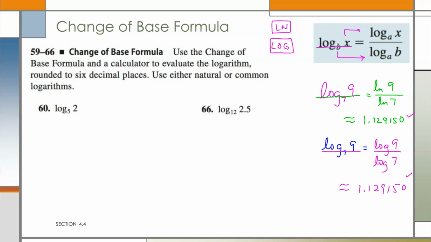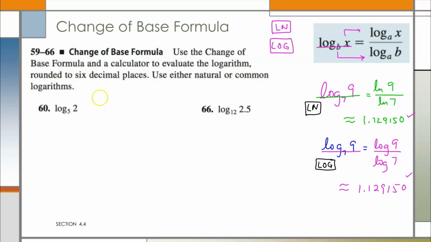I can change to base e, or I can change to base 10. These are both bases that your calculator does easily. We'll change from base 7 to ln or base 7 to log, and we can get a quick calculation for different bases. Okay, so let's look at these examples here.